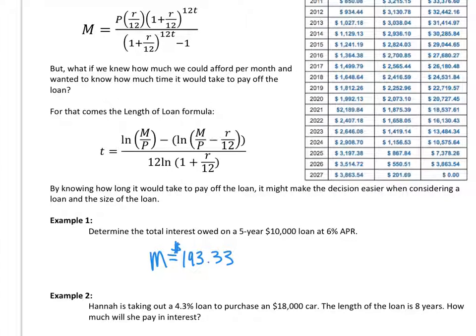So to figure out the interest, we have to take this out, just like we did last class. We have to take this out through the whole life of the loan. Since that is what she's paying per month, and she's paying it for 5 years, there's 12 months in a year, which makes 60 months in 5 years. So we have to times that by 60. So I'm going to do 193.33 times 60.